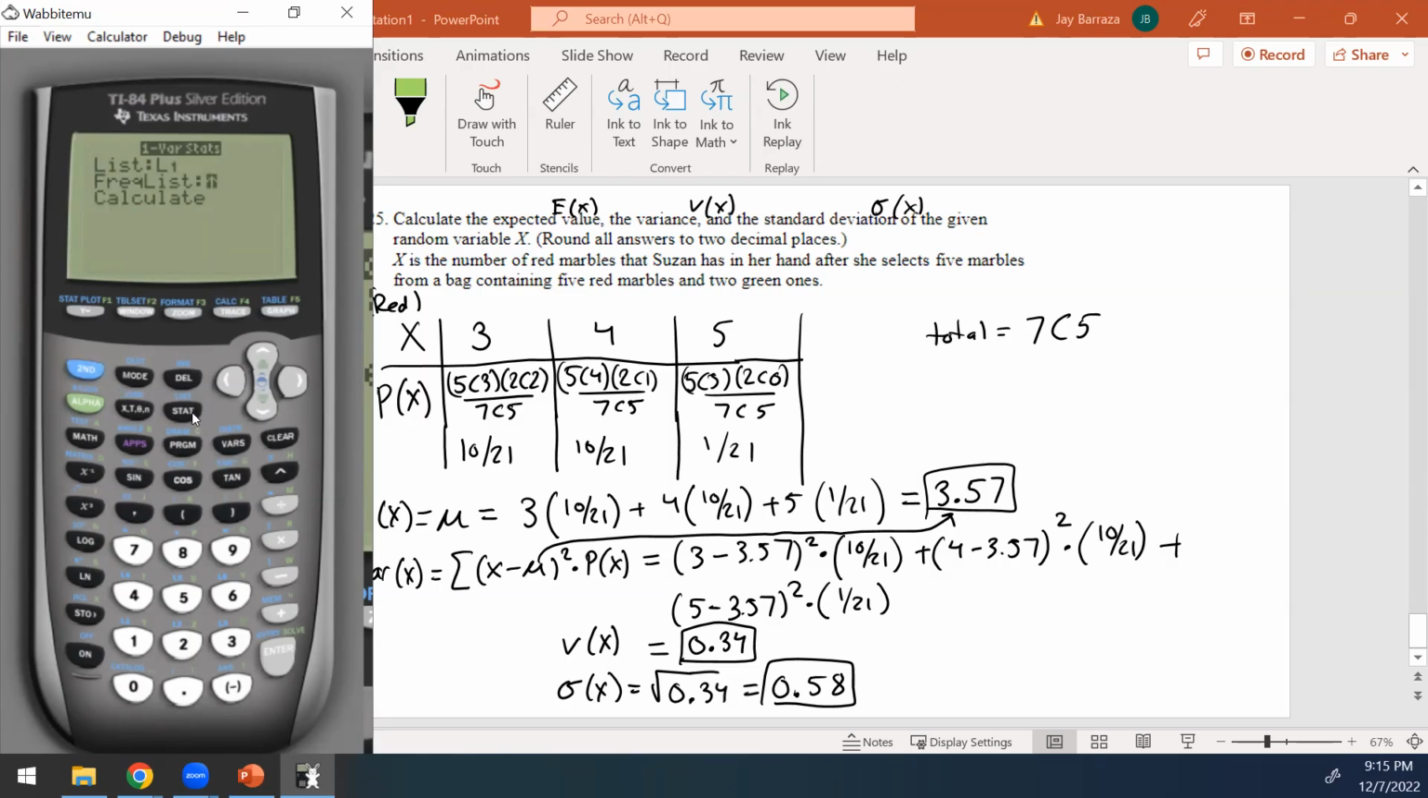Then you do second stat. That's the tricky part. Second stat. And then we want to pick list number 2, so we're going to do L2. Press enter, and then we press calculate. Let's see if it gives us the correct numbers. So 3.57. Yep. Standard deviation 0.58. Yep. And if I square that, I should get 0.34. So yeah, you can do it on your calculator. That's how you do it. Any questions on that?